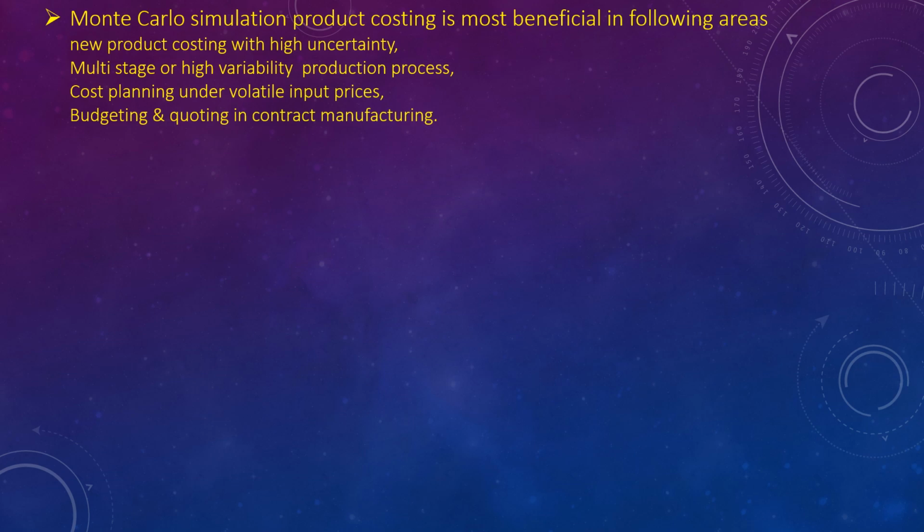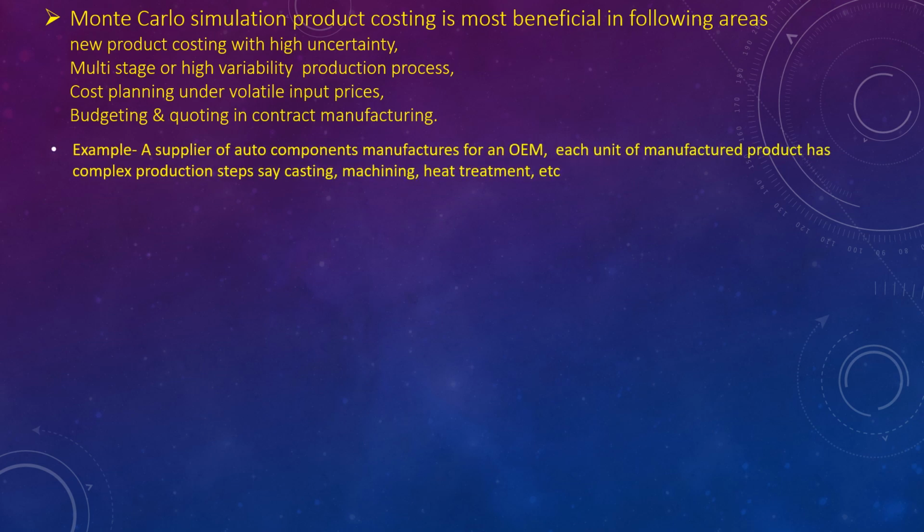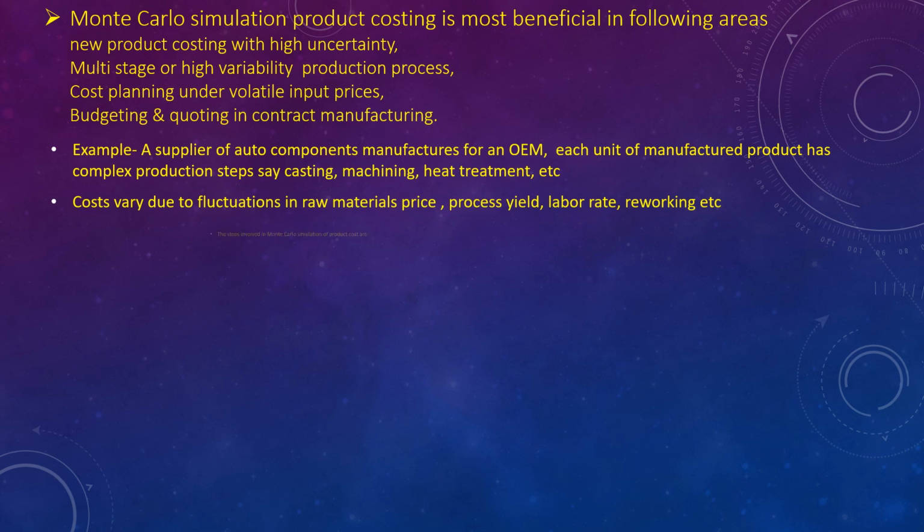Now, Monte Carlo simulation in product costing is most beneficial in the following areas: new product costing with high uncertainty, multi-stage or high variability production processes, cost planning under volatile input prices, budgeting and quoting in contract manufacturing. Example, a supplier of auto components manufactured for an OEM. Each unit of manufactured product has complex production steps by casting, machining, heat treatment, etc. Costs vary due to fluctuations in raw material prices, process yield, labor rate, reworking.